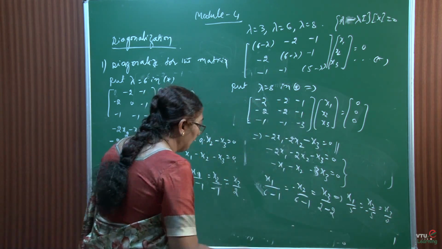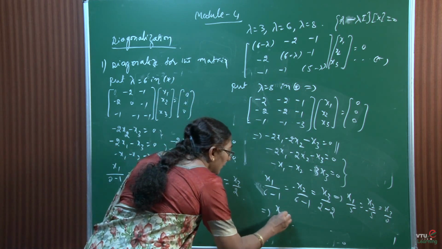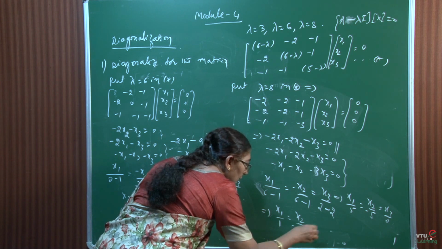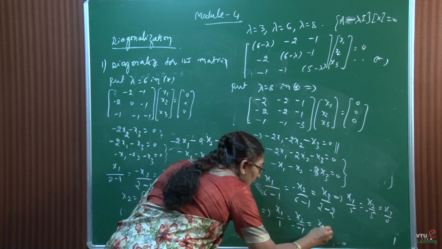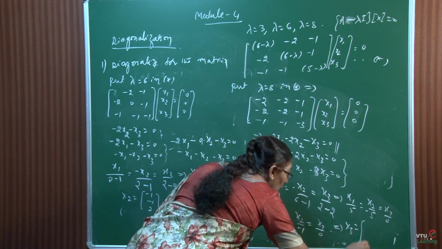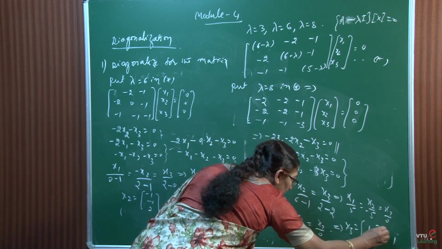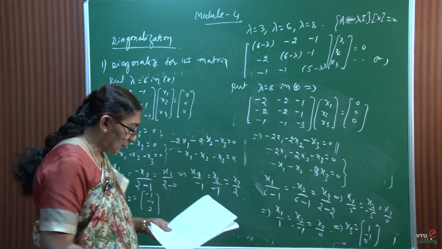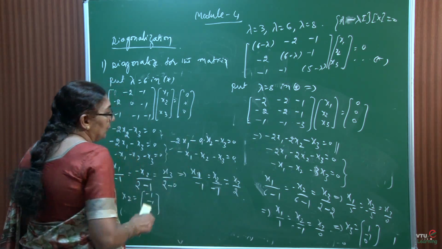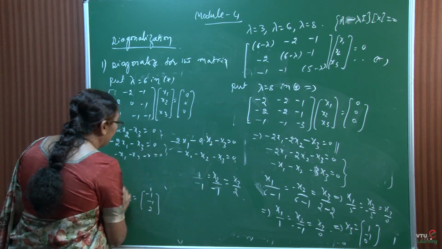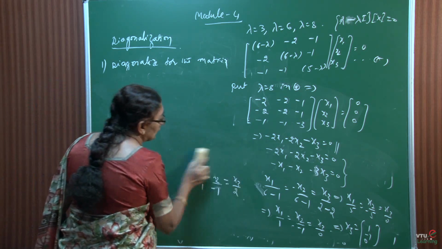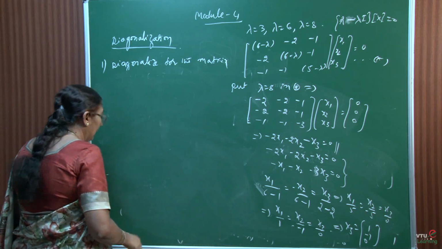Okay. Now if we want to simplify further, we get x1 by 1, x2 by minus 1, because 5 is common, x3 by 0. Therefore, my third vector is 1, minus 1, 0. Therefore, I am going to write these three vectors on the board. These are the eigenvectors we find out by using the traditional method, what you studied at PU level.